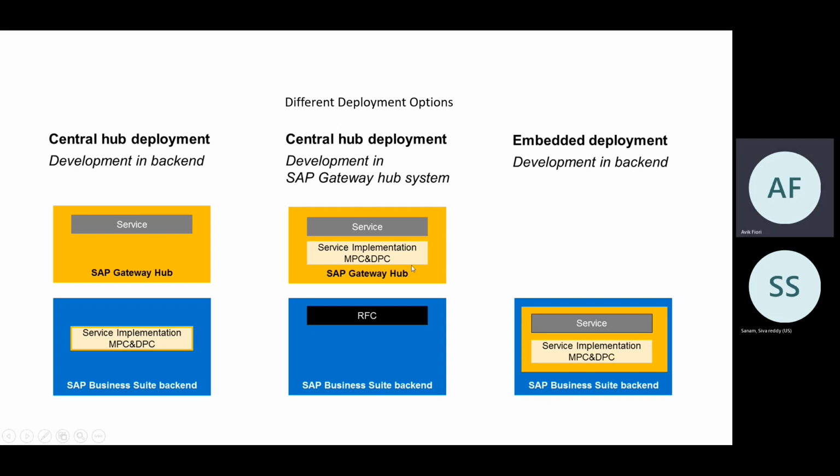When you look at the next option, that is the central hub deployment, where you will do your actual development in the SAP Gateway Hub. In this case, your actual service implementation and your actual business logic you will write inside your gateway hub on your gateway server. Only your data will reside in your backend system, and you will access that data with the help of RFCs. So that is your central hub deployment with the gateway hub system. And the last one is the embedded deployment. There is no need for any explanation, right? It's straightforward.